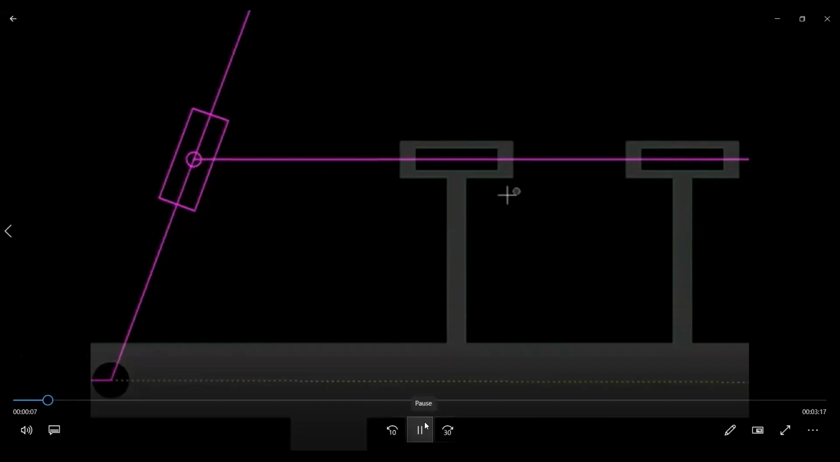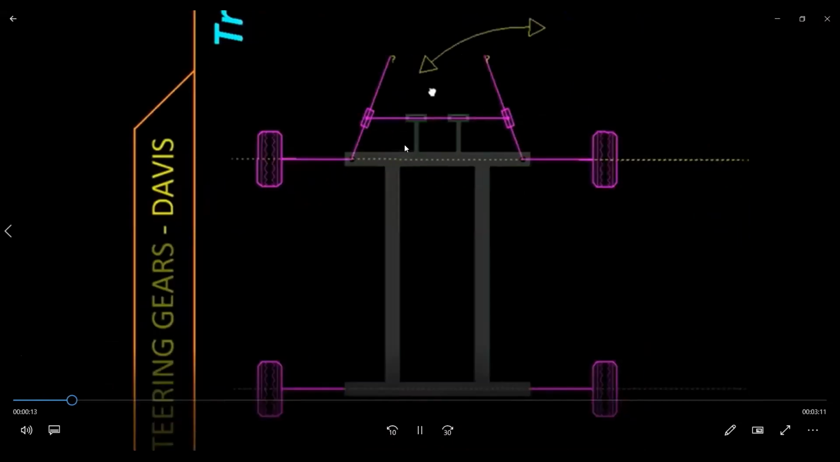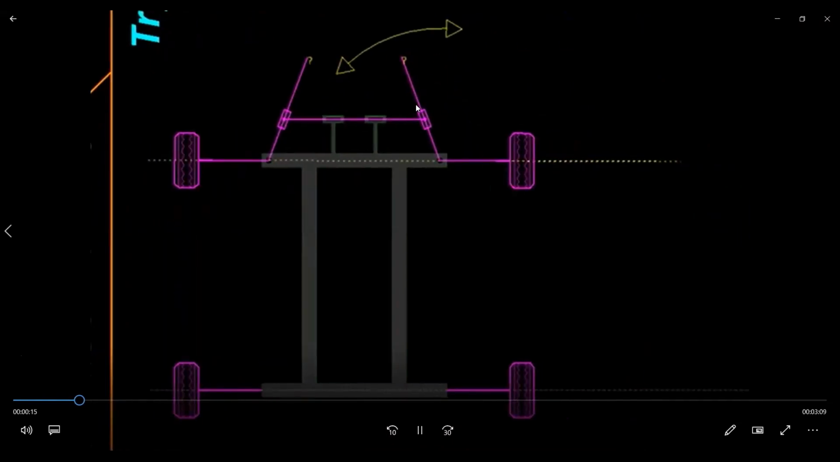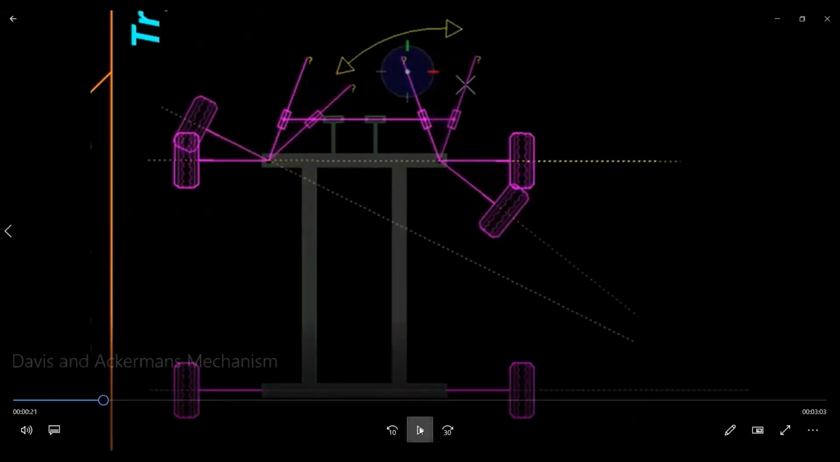which is guided again through the supports on the chassis. Let's see it at work. So we are going to steer the car by dragging on this link. So both the wheels take a turn.